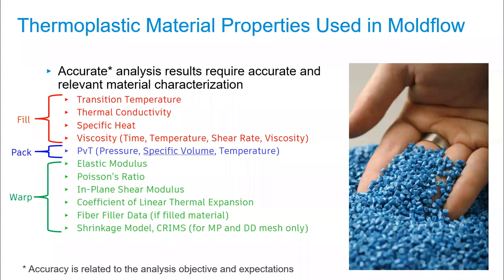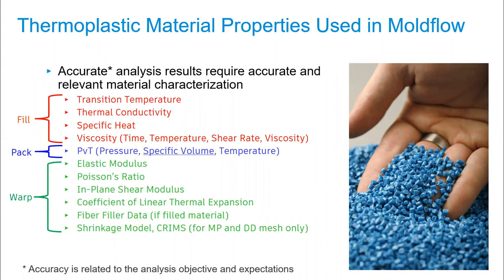Then we have packing, our PVT, pressure, specific volume, and temperature. Really the specific volume is what we measure there. Our inputs are typically our flow rates, and those derive our temperature and pressure effects, and specific volumes where we're really moving it up and down the curves and getting our shrinkage from.